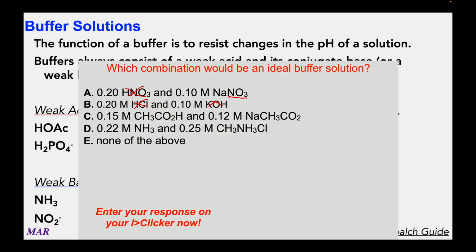Let's skip to D real fast. D has ammonia, which is a weak base. And this crazy thing right here is what's called protonated methylamine. You don't need to worry about that. That is actually a weak acid.